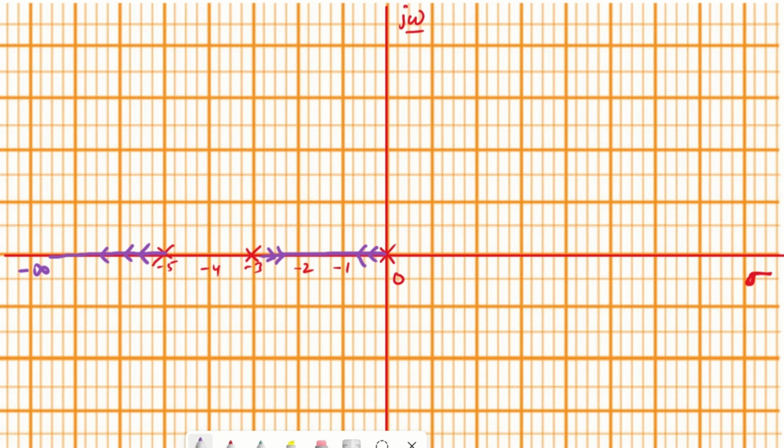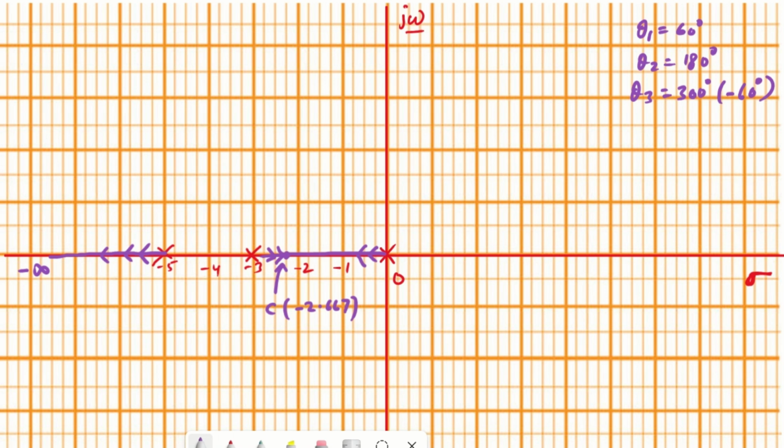This we already discussed. Next point is the angle of asymptotes. First we need to find the centroid, which is -2.667. So the centroid lies at -2.66, and let me denote it as C. From the centroid we will draw the angle of asymptotes. If you remember, we determined three angles of asymptotes: theta 1, which is 60 degrees, theta 2, which is 180 degrees, and theta 3, which is 300 degrees, or you can say -60 degrees.